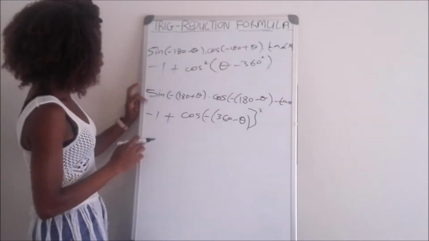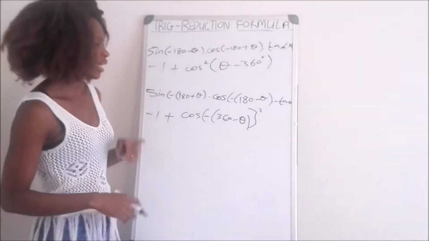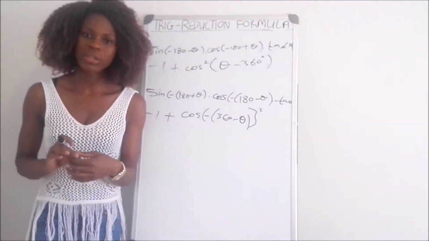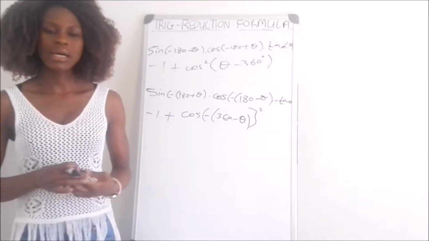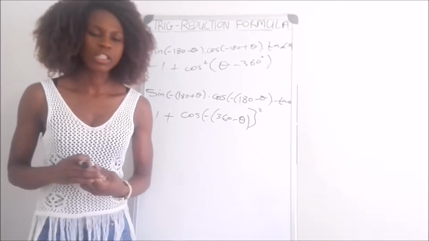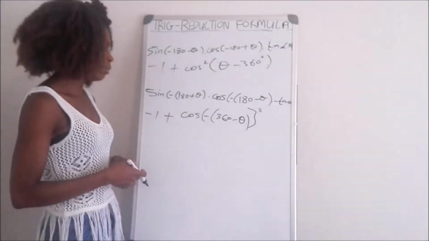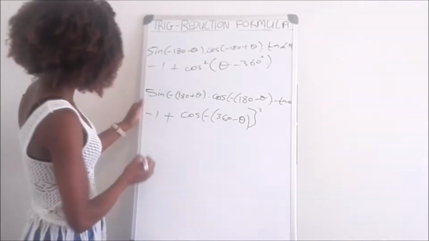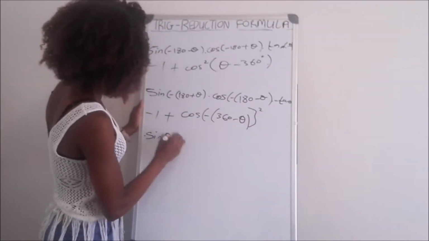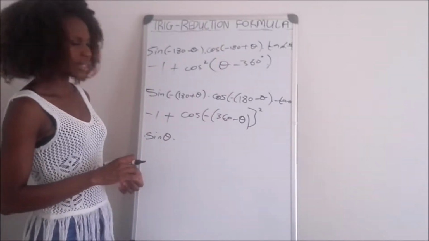From here, starting with the first one, sine into a negative angle will be negative sine theta. But then we have 180 plus theta, which is in the third quadrant, where only tan is positive. That means it's negative sine theta. Multiplied by the negative from the negative angle, it becomes a positive sine theta. Then we have positive sine theta multiplied by cos of 180 minus theta, which is in the second quadrant.